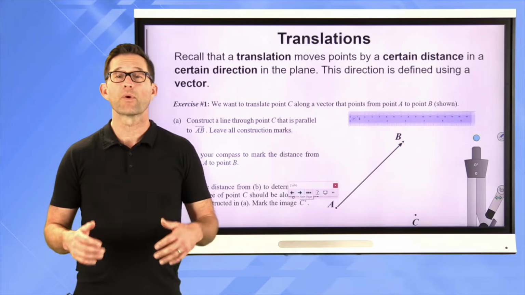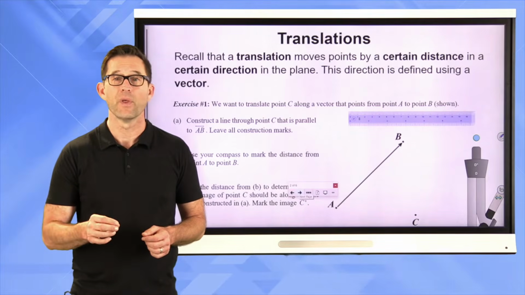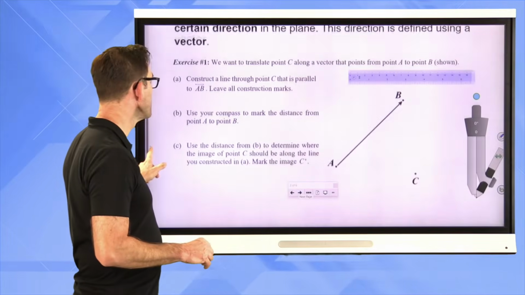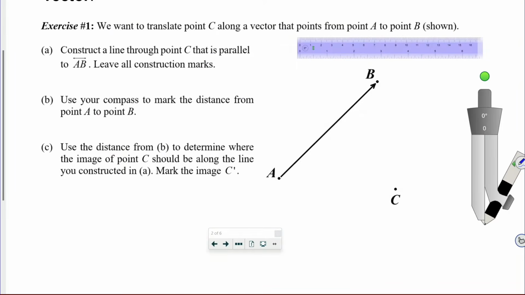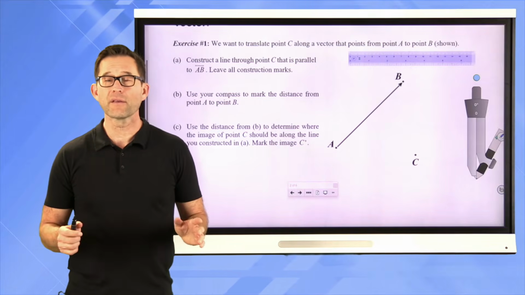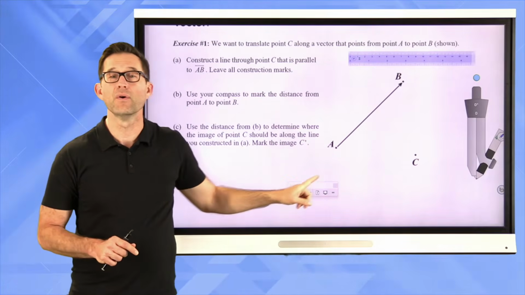Translations. Now recall that a translation moves points by a certain distance in a certain direction in the plane. The direction is defined using a vector. So let's take a look at exercise number 1. We want to translate point C along a vector that points from point A to point B shown. Letter A. Construct a line through point C that is parallel to AB. Leave all construction marks. Okay, great. So let's review how to construct a line that goes through point C that is parallel to the line that goes through A and B.